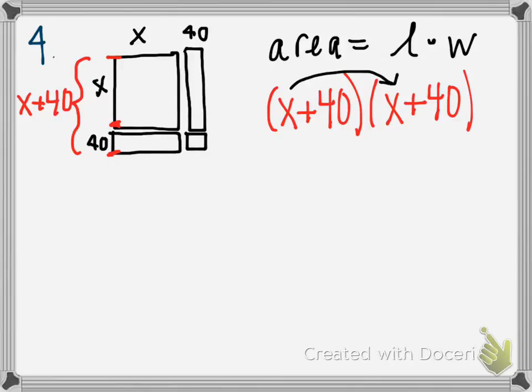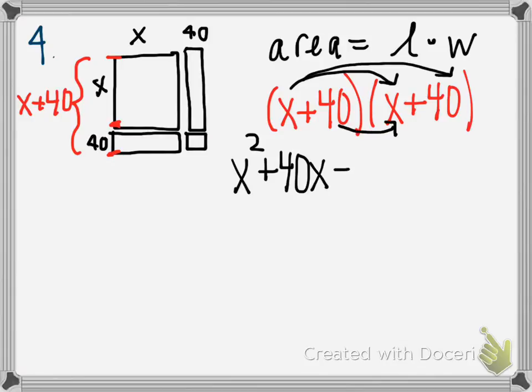So we distribute the x to both terms. So x times x is x squared. X times 40 is 40x. And then we distribute the 40 to both terms. So 40 times x is 40x. And then 40 times 40 is 1600.